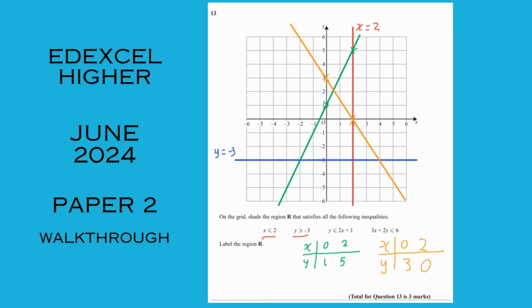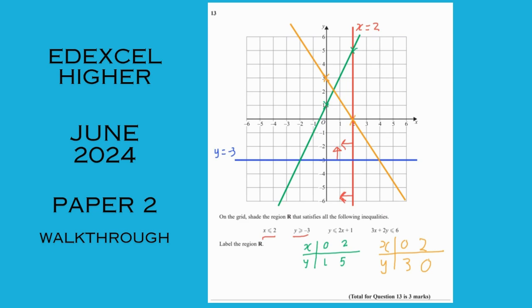So on the red line, x is less than or equal to 2. So that's less than, an easy one. That's to the left of that line. Or in other words, you could put the arrow in here. Doesn't matter how you doodle it. y is greater than or equal to -3. So again, needs to be above that line. So you're already narrowing it down.